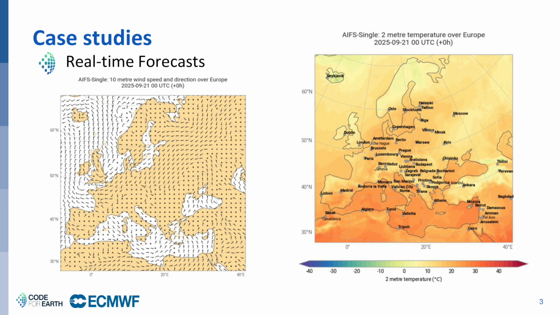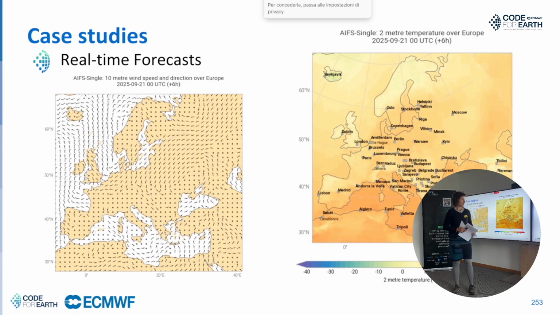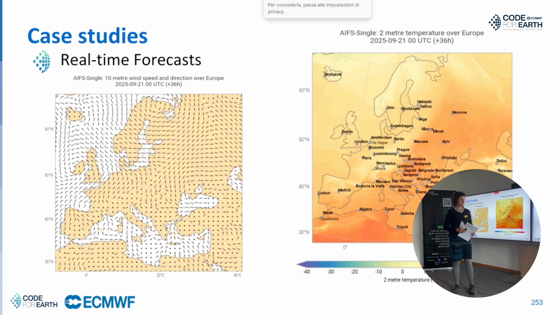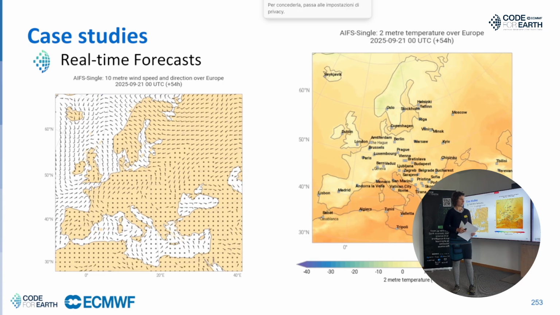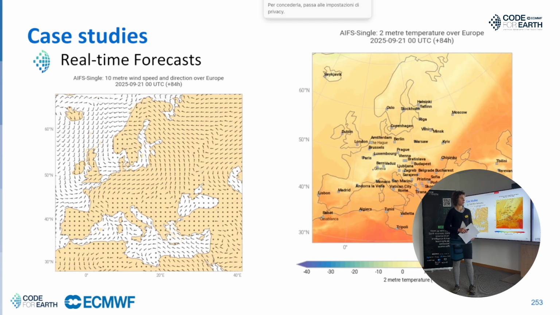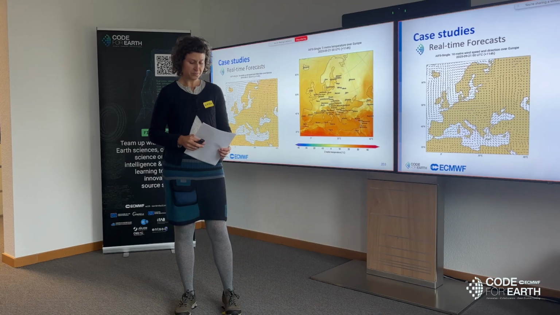Okay. So here you can see two real-time forecasts from the IFS single-level data sets. One shows 10-meter wind speed and direction over Europe, and the other 2-meter temperature over the next 7 days using the latest forecast data, but the presentation was prepared last week, so they are not actually the latest forecast data.